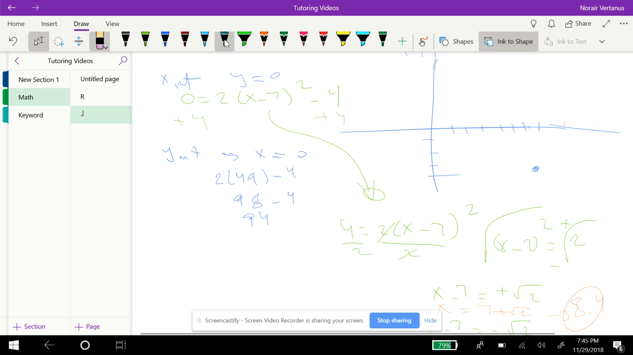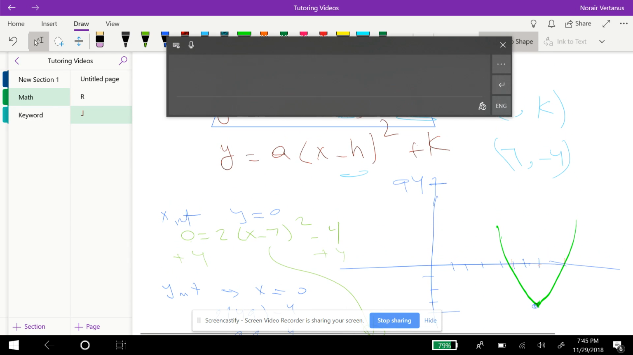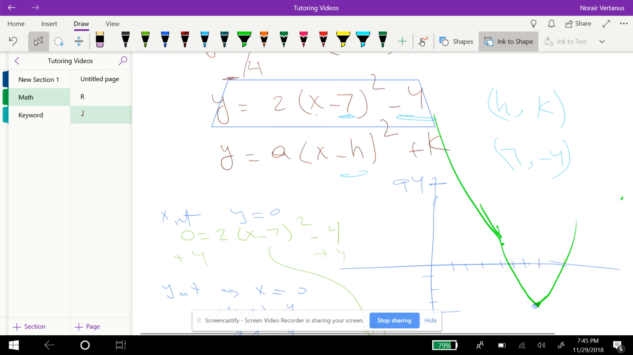If you connect them, it's going to go up and intersect 94. It's not to scale, so 94 should be up high somewhere here. So that's the problem. All right, ugly problem.